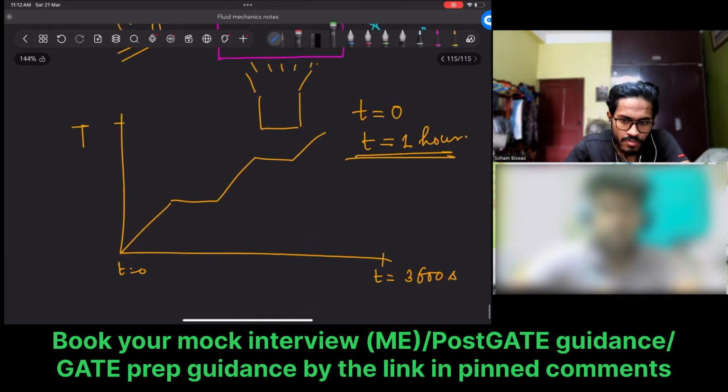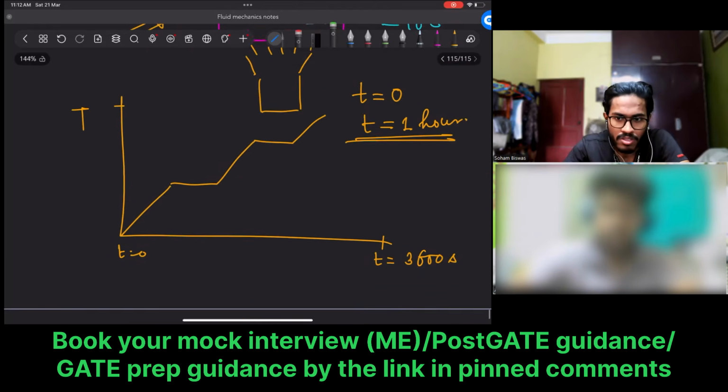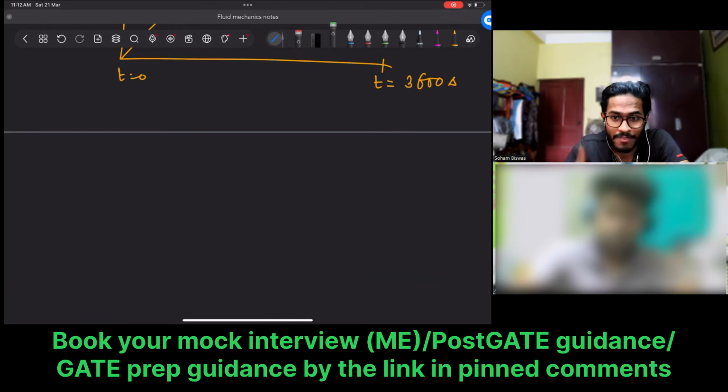If specific heat is varying, then it will be slightly non-linear. What do you know about the specific heat? Is it a function of temperature or not? Yes, it is a function of temperature. How does it vary? For water, it varies non-linearly. With temperature, will the specific heat decrease or increase? How does it vary?